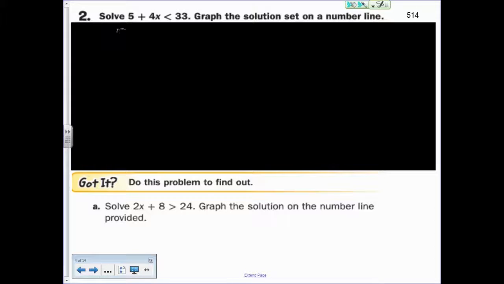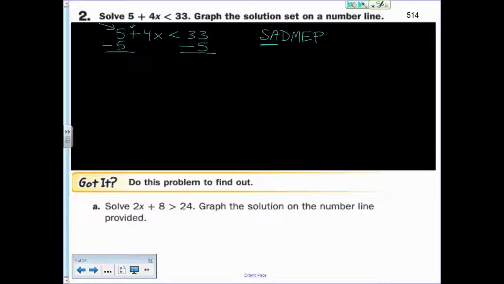It says positive 5 plus 4x is less than 33. Again, we want to use SAD-ME-P, or the reverse order of operations, to solve our inequality. So we're going to look first for subtraction or addition. We actually want to take care of this 5, and it is a positive 5 being added to 4x. So we're going to do the opposite of that, which is to subtract 5 from both sides.